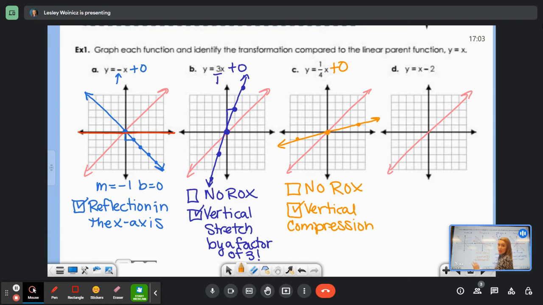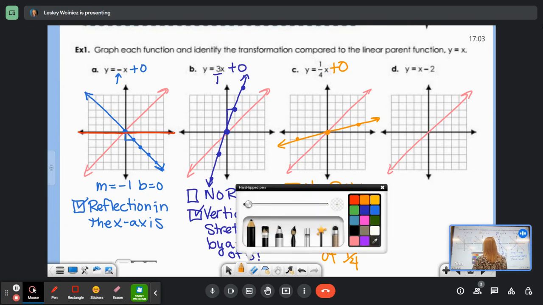Now I have to say how much. Okay, by a factor of 1/4. Squished. All right. Letter D.